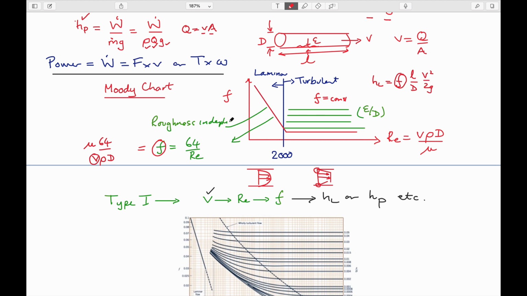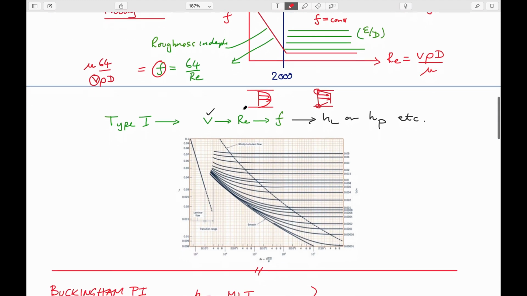And so depending on whether you're in this laminar regime or the turbulent regime, the way you deal with the equations is slightly different. One has a square term, and one has a v to the power 1 term, and it controls how you solve the equations.